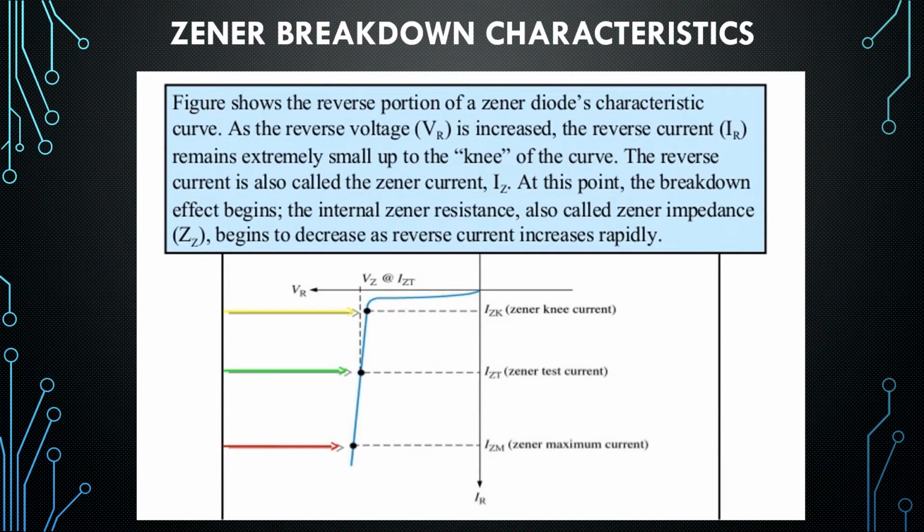Here we see a detailed picture of the reverse bias characteristics of the Zener diode. As the reverse voltage VR is increased, the reverse current IR remains extremely small up to the knee of the curve. The reverse current is also called the Zener current IZ. At this point, the breakdown effect begins. The internal Zener resistance, also called the Zener impedance, represented by Z with a suffix Z, begins to decrease as the reverse current increases rapidly.